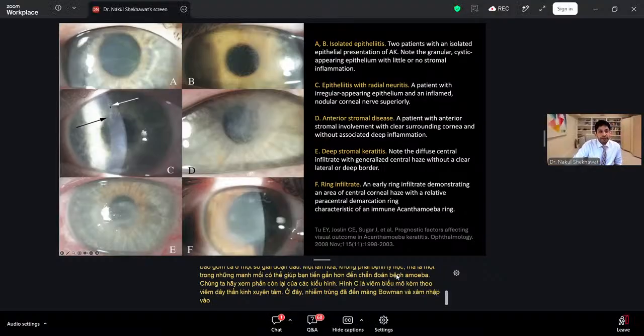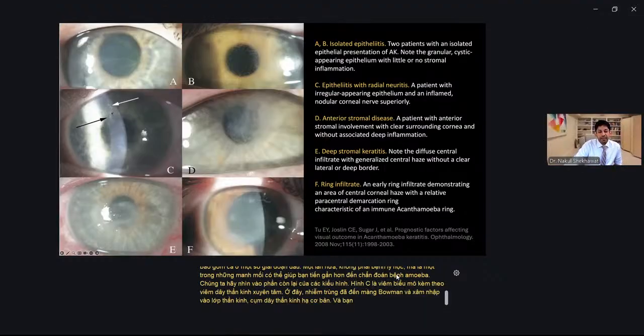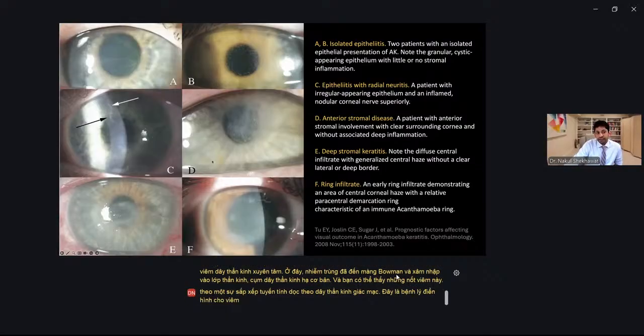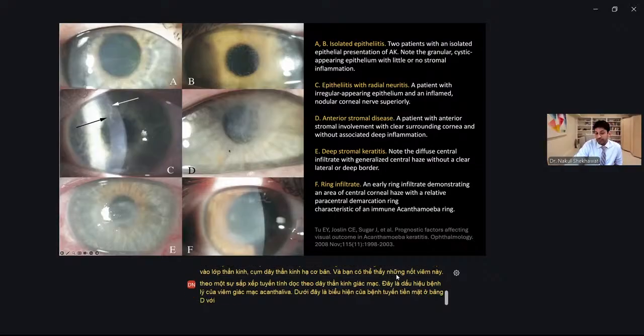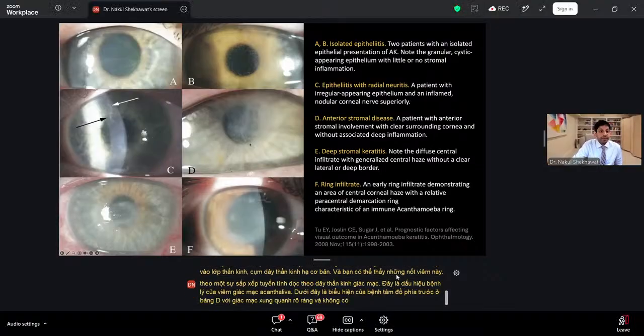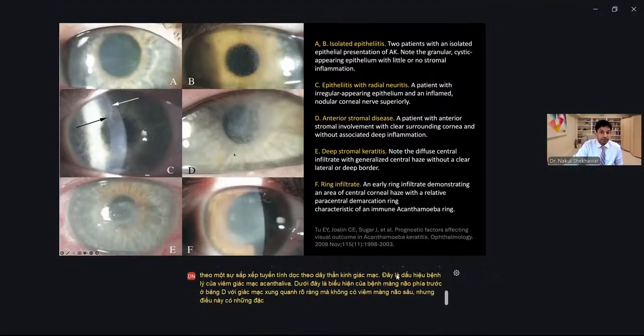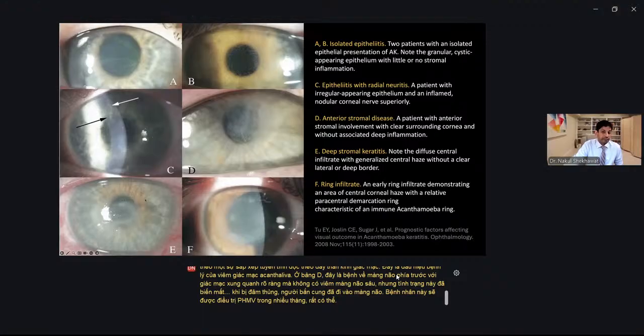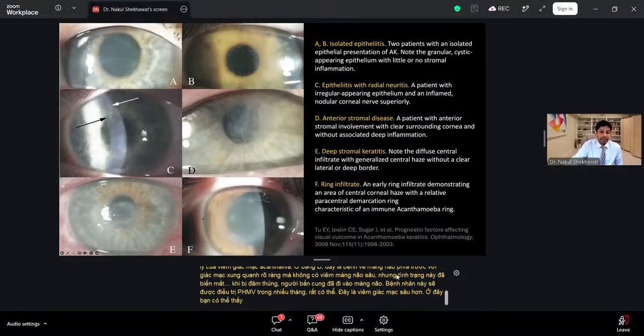And so you can see these inflammatory nodules in a linear arrangement along a corneal nerve. This is pathognomonic for acanthamoeba keratitis. Here is anterior stromal disease in panel D with clear surrounding cornea without deep stromal inflammation, but this has breached the Bowman's, gone into the stroma. This patient is going to be on months of PHMB most likely. Here is deeper stromal keratitis. Here you can see the beginnings of a ring infiltrate. And then in panel F, here's the classic ring infiltrate.